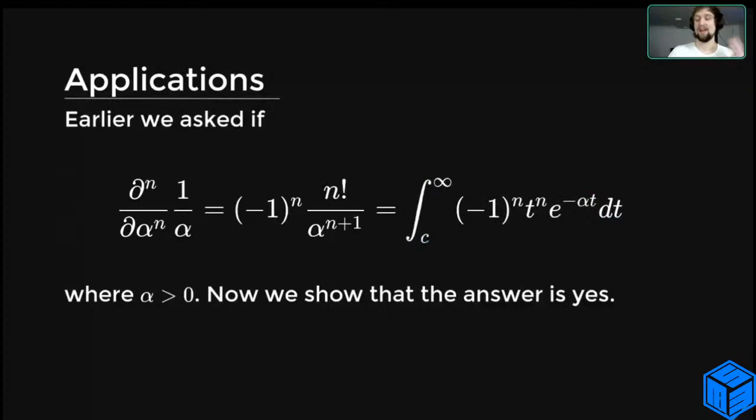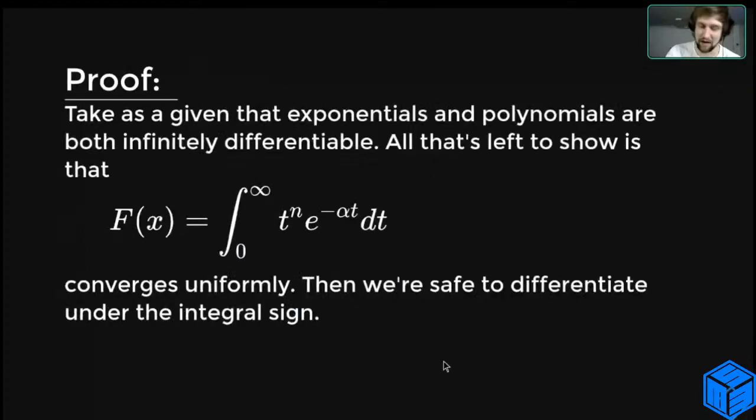What does that mean? I will go through that in the bread and butter here, the actual proof. Given that they're all continuous, the exponential is continuous, we can multiply them together and it'll still be continuous, infinitely differentiable, in fact. And so now all that we need to do is show that this converges uniformly. Then we're safe to differentiate under the integral sign.